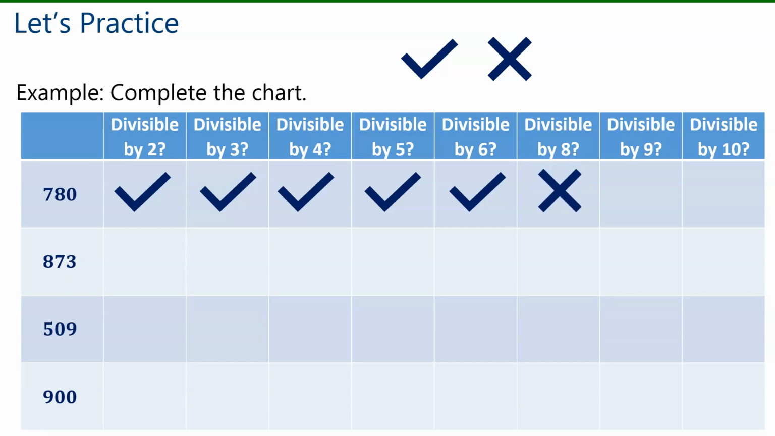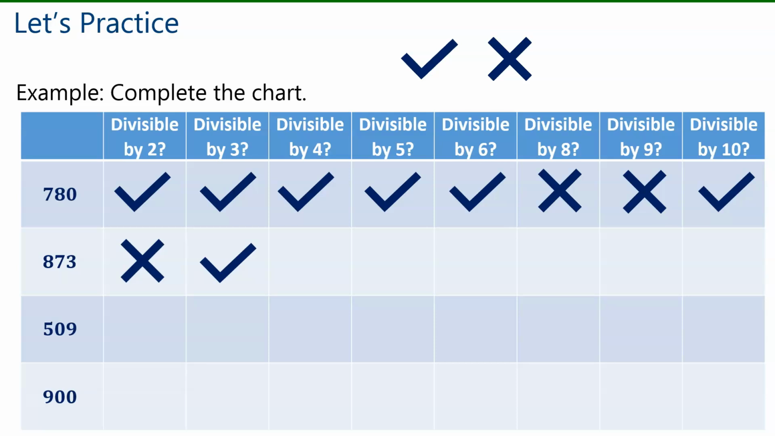Now we said the digits added up to 15, so is it divisible by 9? Nope. And it is divisible by 10 because it ends in a 0. So now let's do 873. Well, this is odd, so it's not divisible by 2. 8 plus 7 plus 3 adds up to 18, so it is divisible by 3.